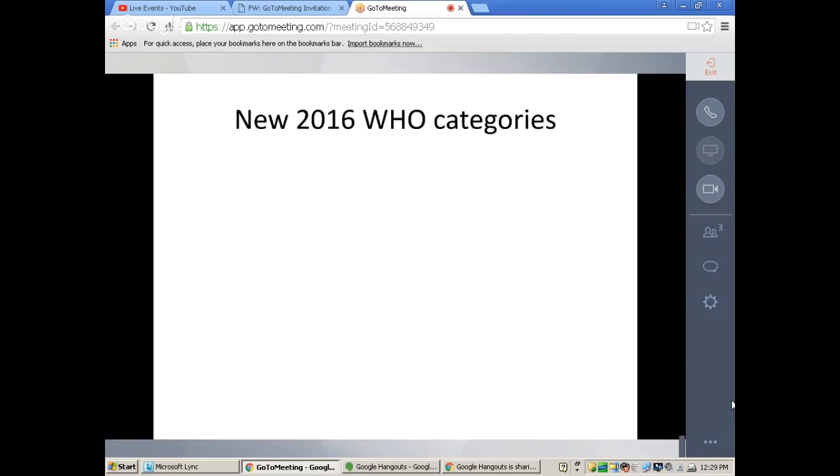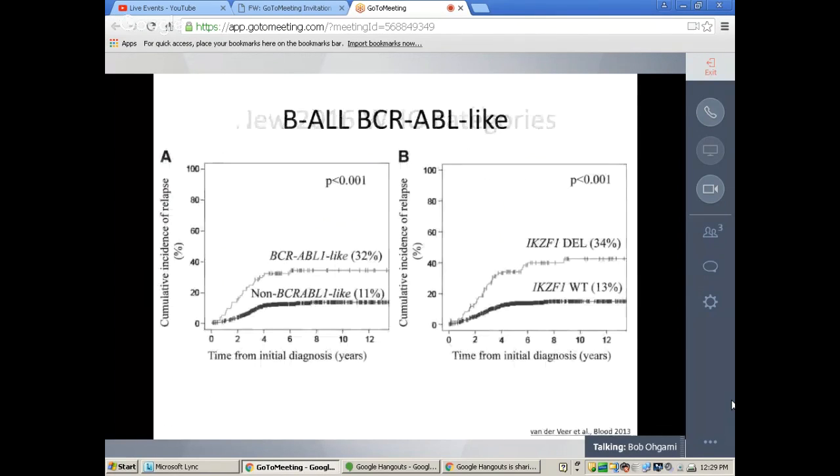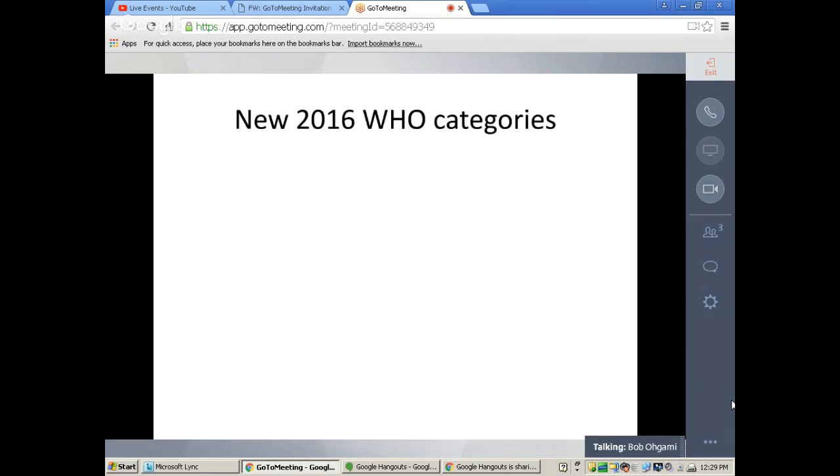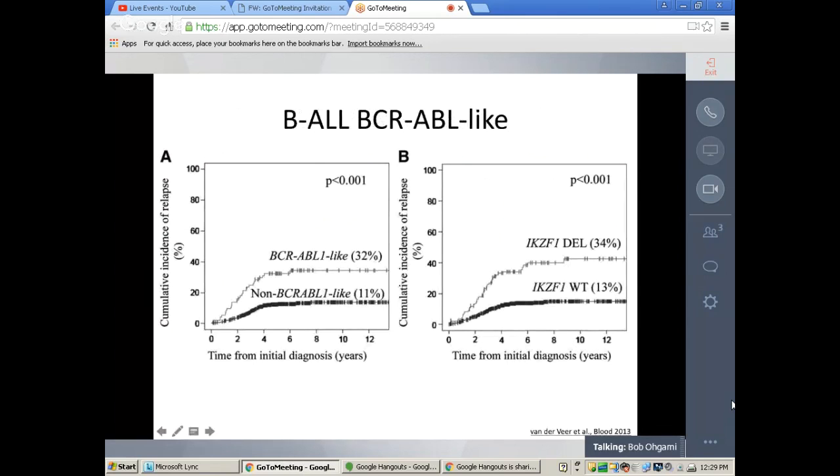So there are even newer 2016 categories within the recurrent genetic abnormality category of B-ALLs that are important to be aware of. One of them is this new category of B-lymphoblastic leukemias, BCR-ABL-like, and this is from Van der Veer's paper in Blood, which shows that these B-ALLs tend to have a higher incidence of relapse, so the patients don't do quite as well.